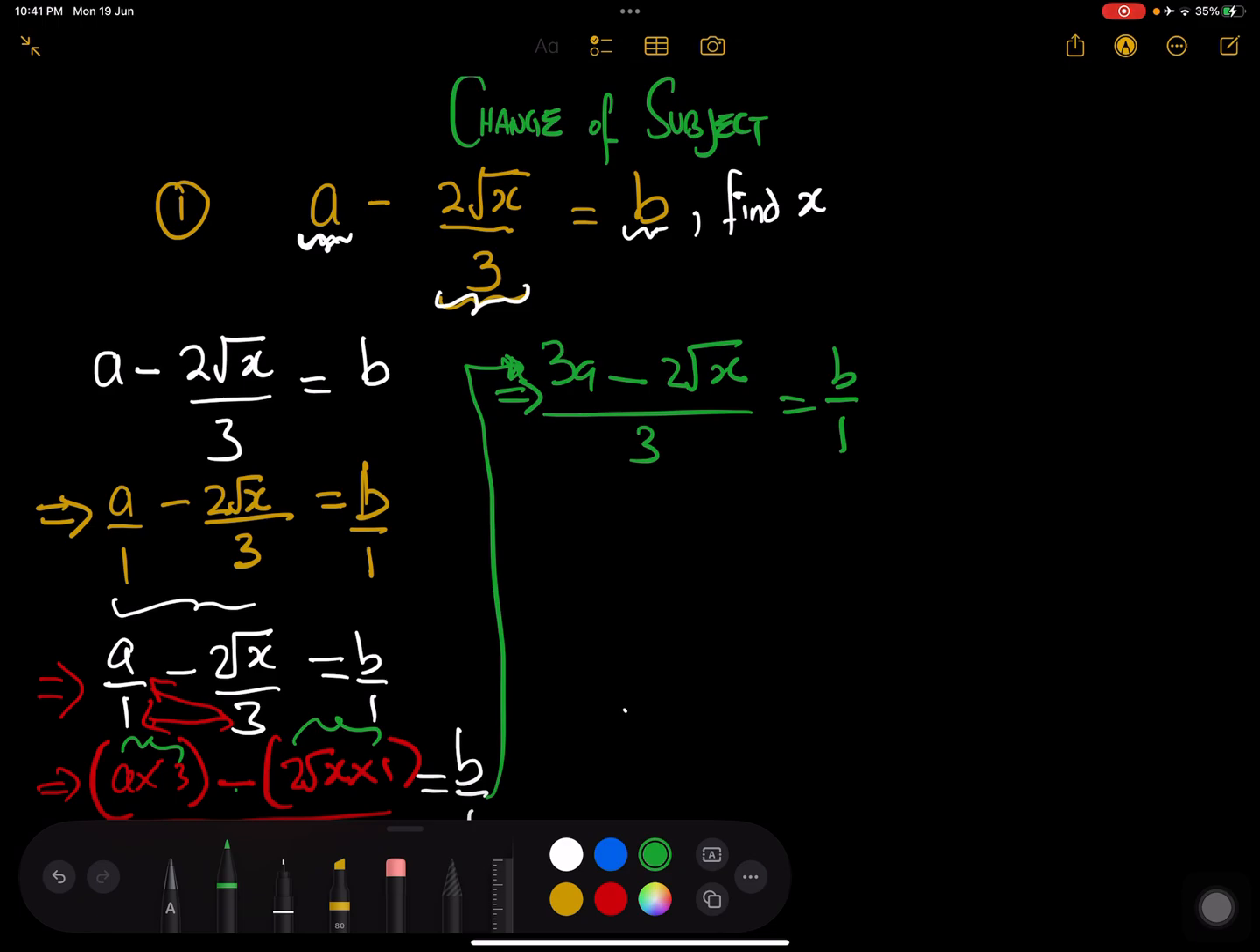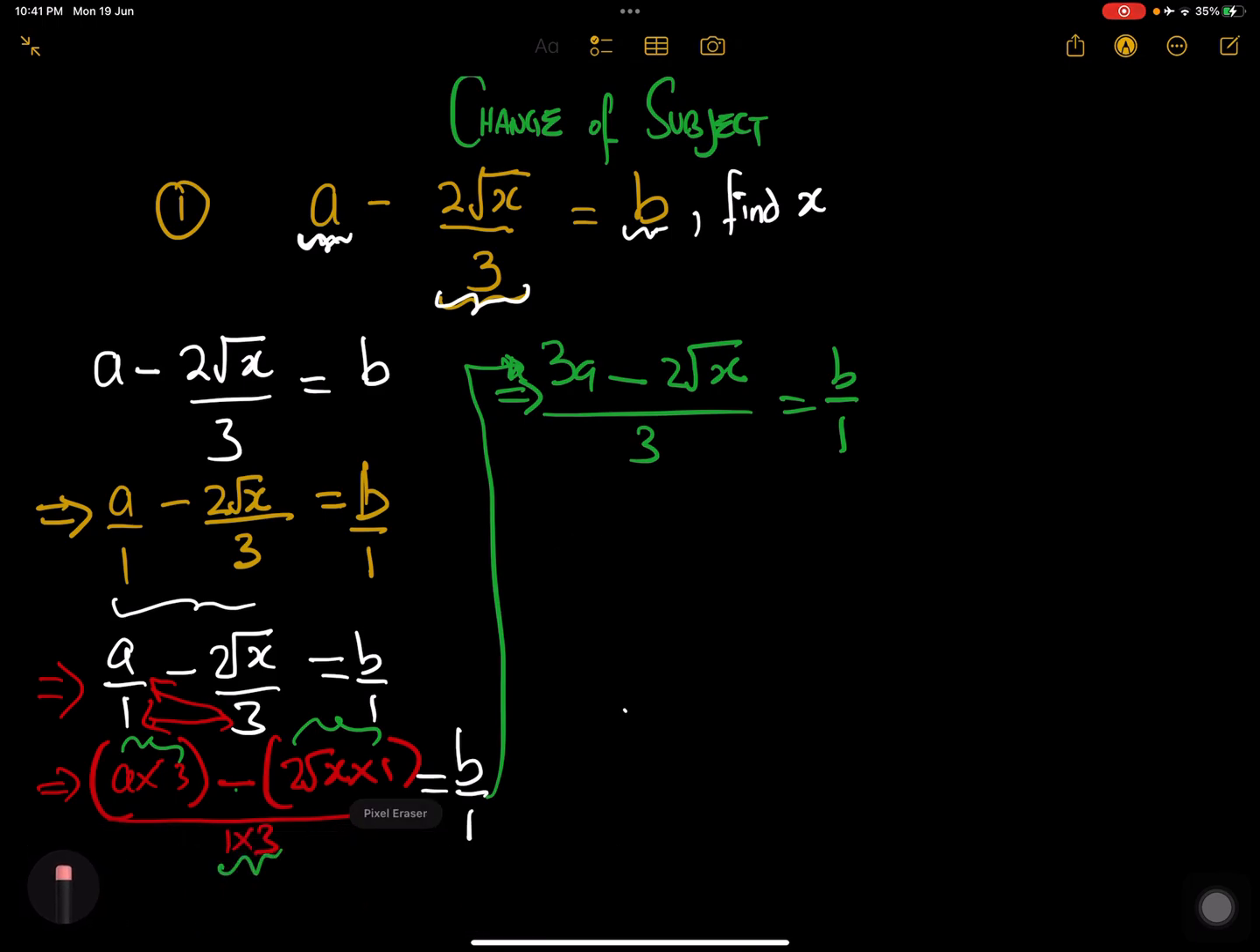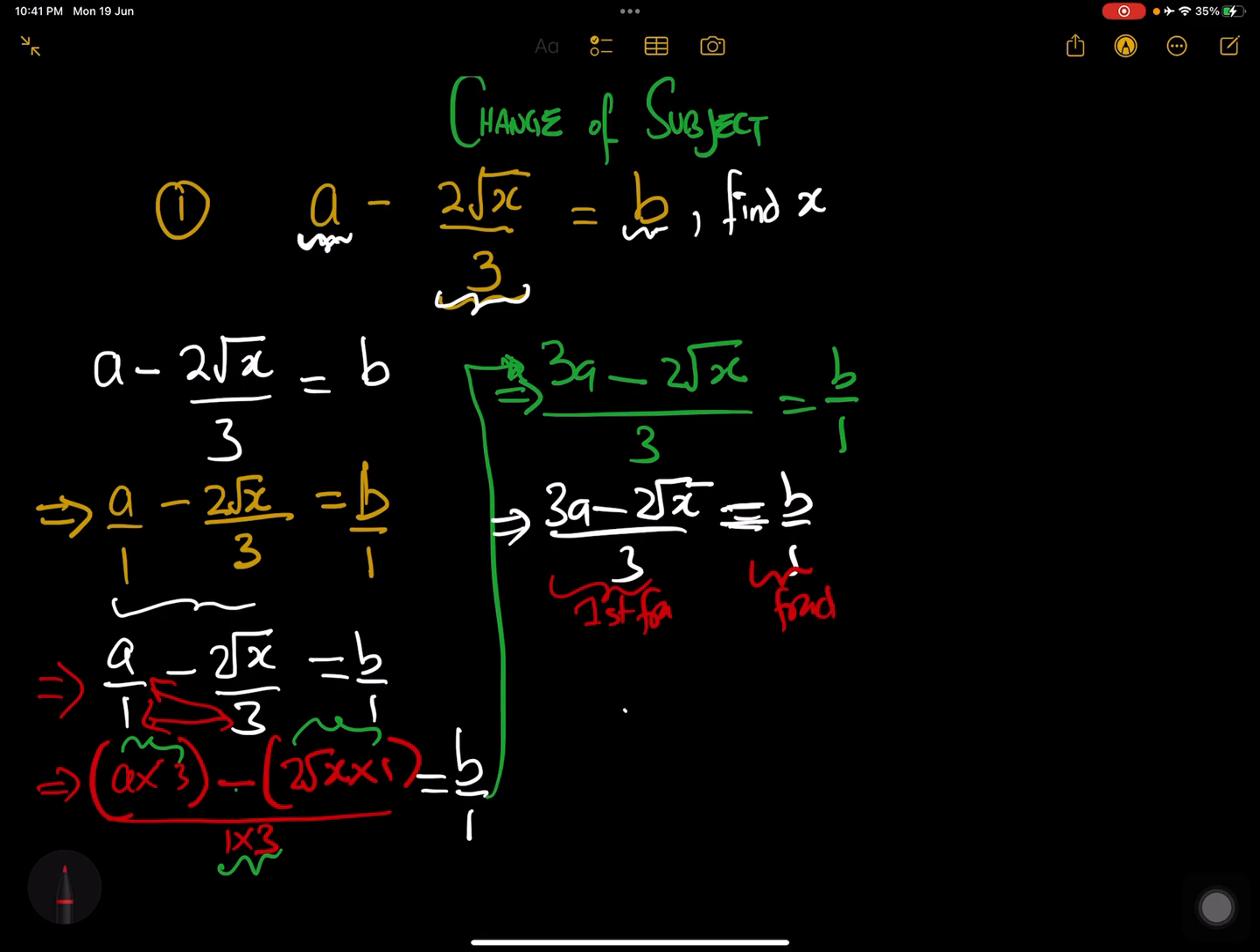Now, if you look at where we've got to, we have 3a minus 2 square root of x divided by 3 is equal to b over 1. What we are going to do here is cross multiply. Why are we cross multiplying? It's because of this equal to sign that is between two fractions. So this is the first fraction, and this is the second fraction. If you have two fractions and what is separating them is the equal to sign, we cross multiply.